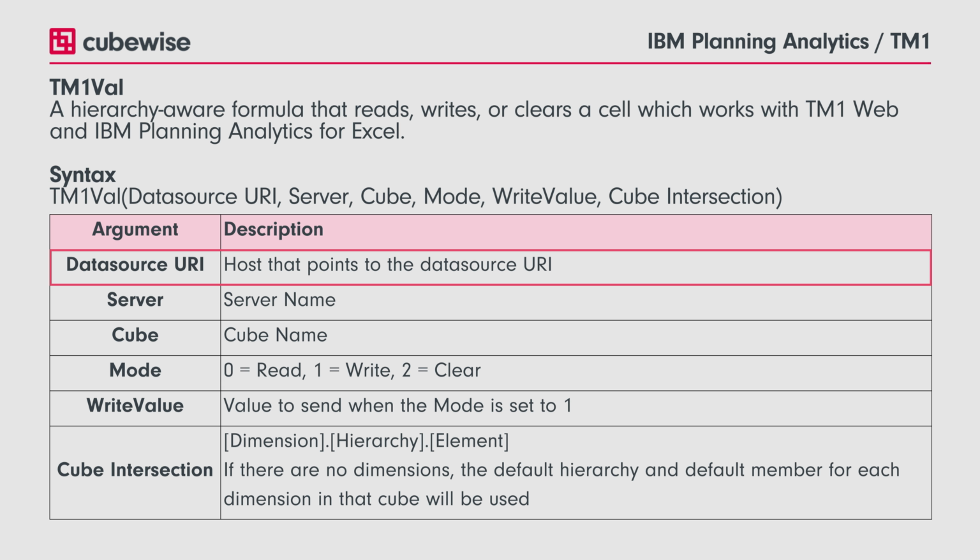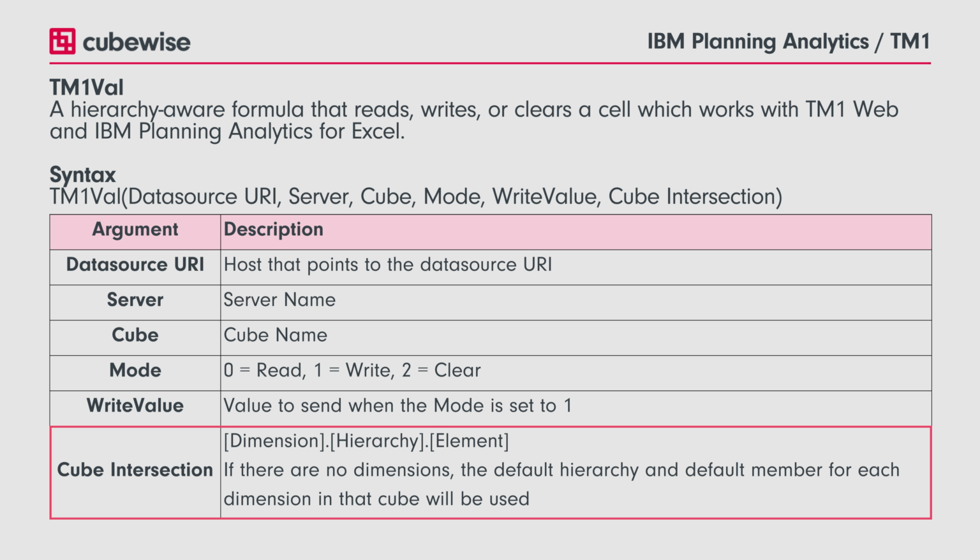They are the host that points to the data source URI, the server name, the cube name, the mode, which is either a 0 to read, 1 to write, or 2 to clear. The write value, which is the value you want to send if the mode is set to 1. And the cube intersection, where each member is defined by the dimension, hierarchy, and elements.